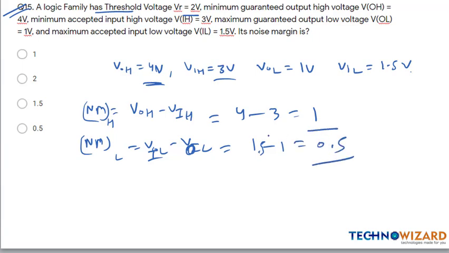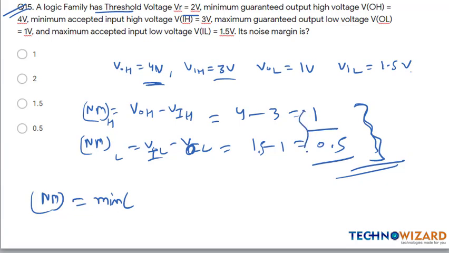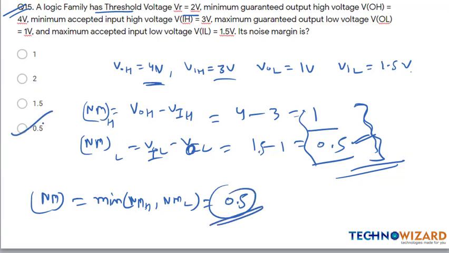Now, for both noise margins, we have different answers. To select the correct noise margin, we will select the minimum of both. Minimum of NMH, NML. Minimum is 0.5. Therefore, 0.5 is the noise margin and 0.5 is the correct answer.